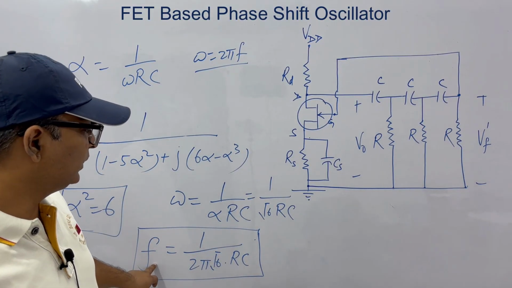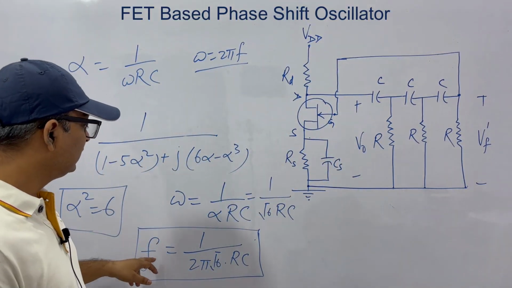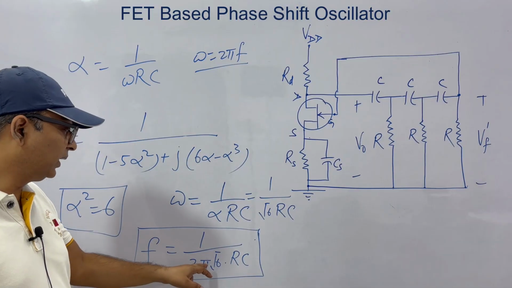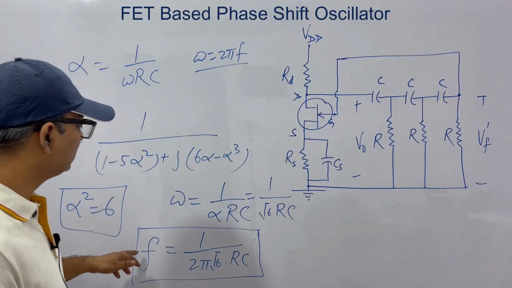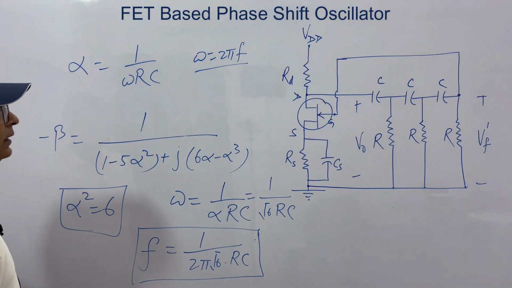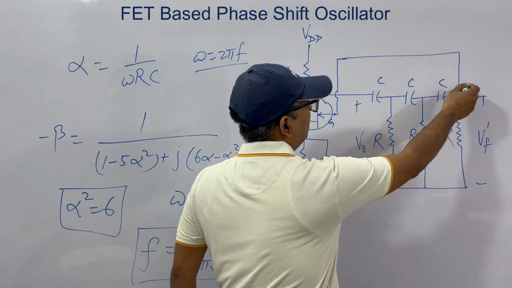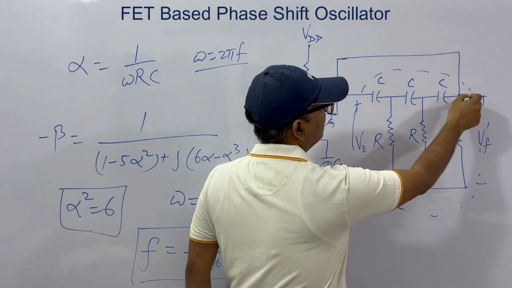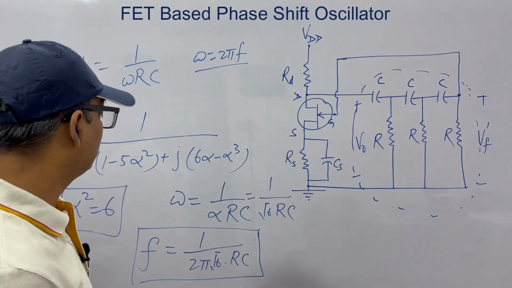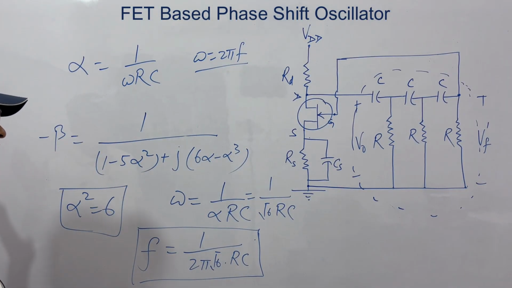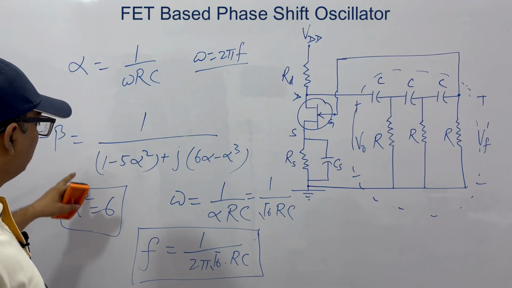That is, if the frequency of the signal running in this circuit is equal to this value, 1 by 2 pi root 6 RC, that is, we tune R and C in such a way that the frequency of oscillation becomes this, what we get is a phase shift of 180 degrees through this feedback network, beta, and the rest 180 degrees to counter it is through the amplifier. So our phase shift will be equal to 0. Now to get beta, here you have the relation between beta and alpha squared.